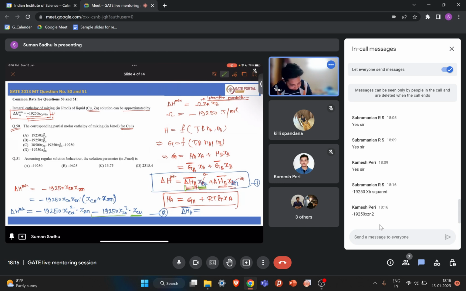So minus of this. So it will be minus of 19250 x of Zn whole square. So this is your partial molar enthalpy of mixing for copper. So what will be the correct answer then? The correct answer will be option D.